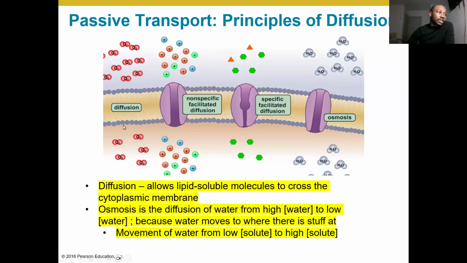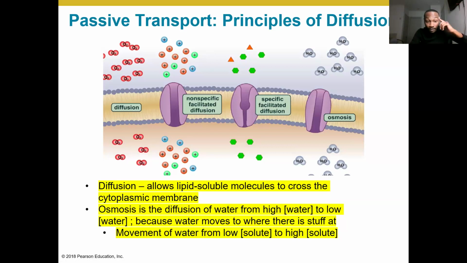So diffusion is the movement of a molecule down its concentration gradient from an area of high concentration to an area of low concentration. Diffusion allows for lipid-soluble molecules to cross over that cytoplasmic membrane. Osmosis is the movement of water. Gotta remember osmosis and how to understand osmosis. Osmosis is the diffusion of water from high water concentration to low water concentration. So it's moving down its concentration gradient from high to low.